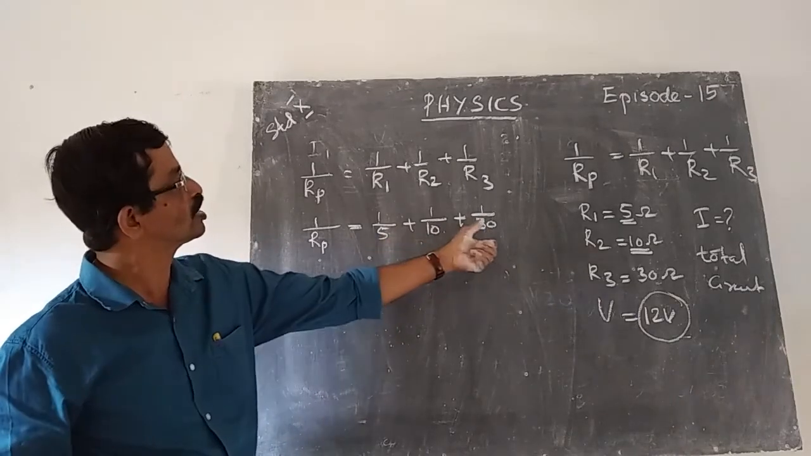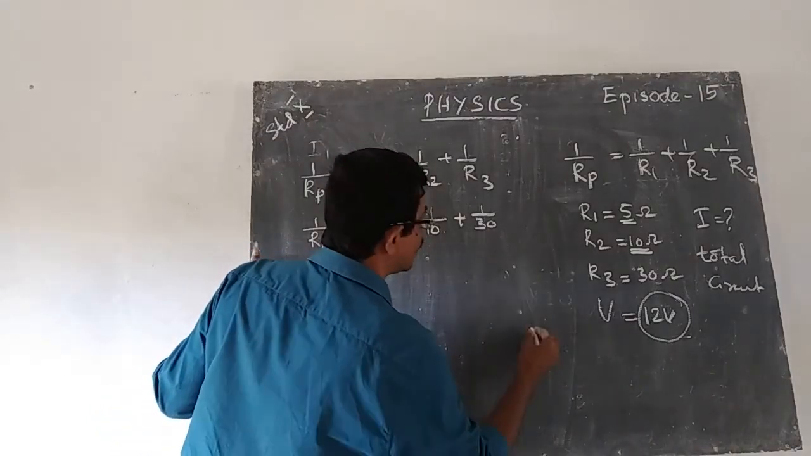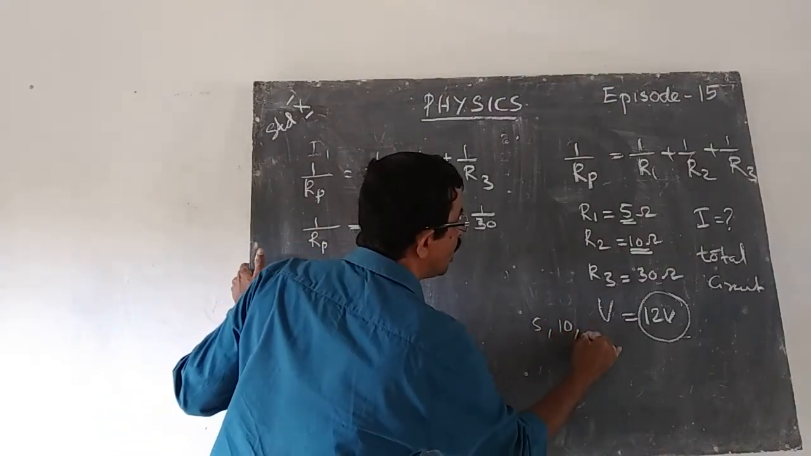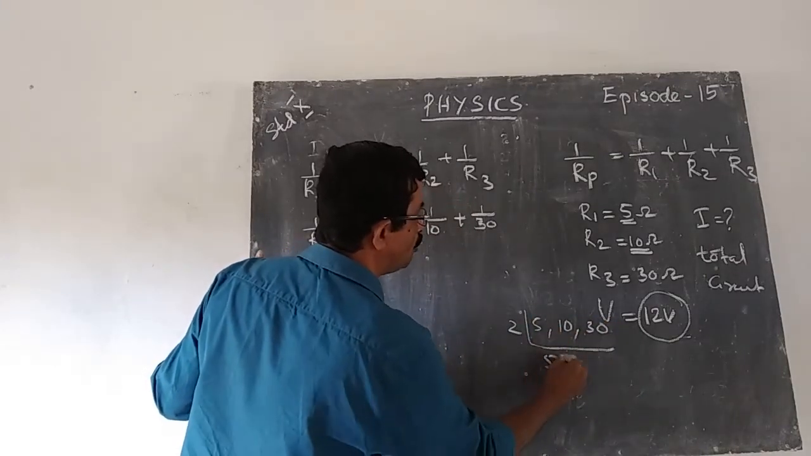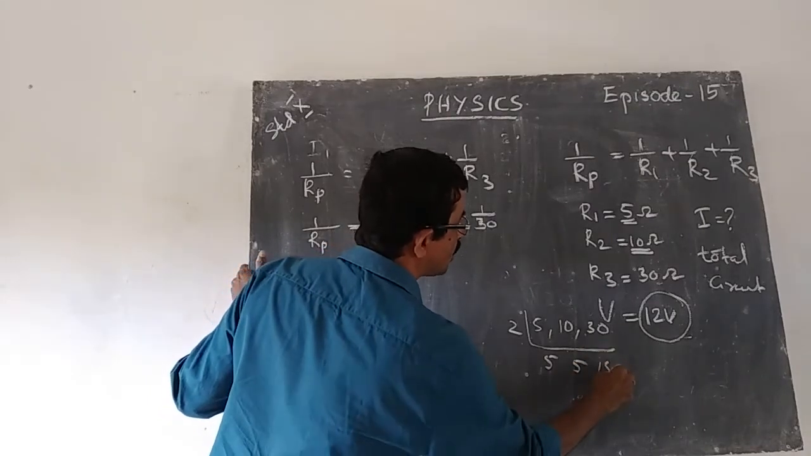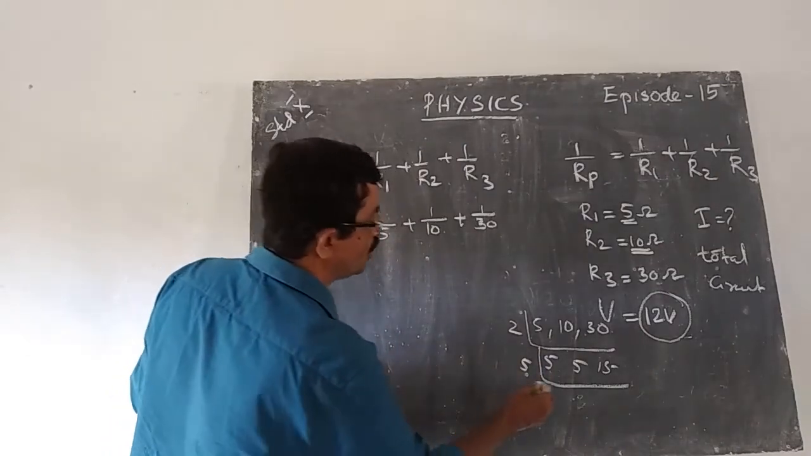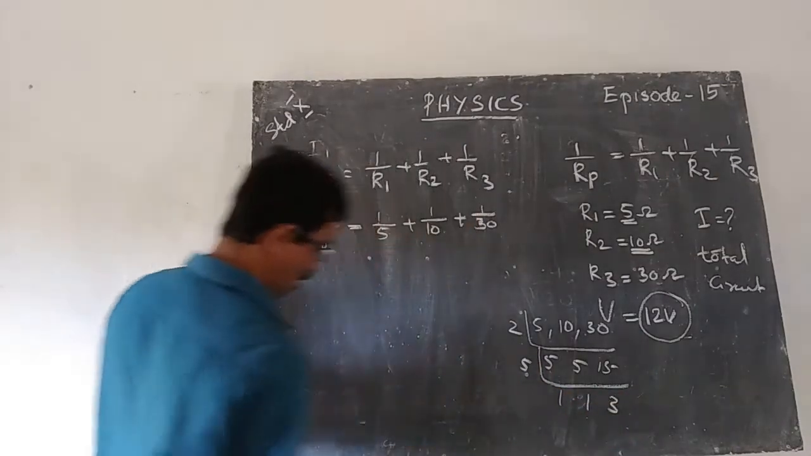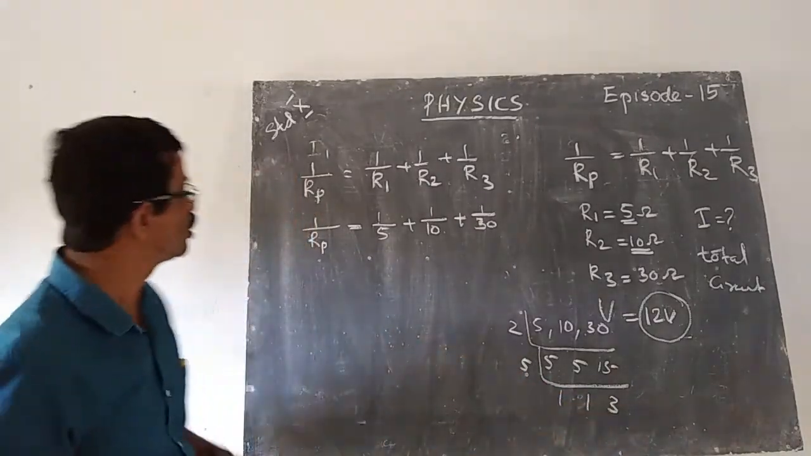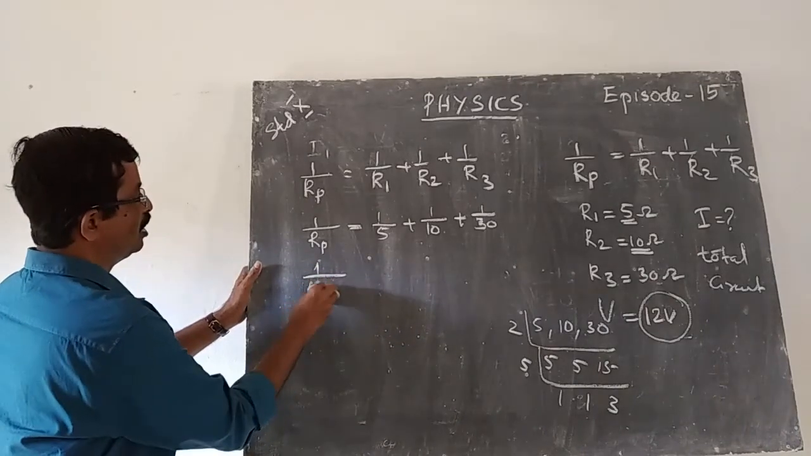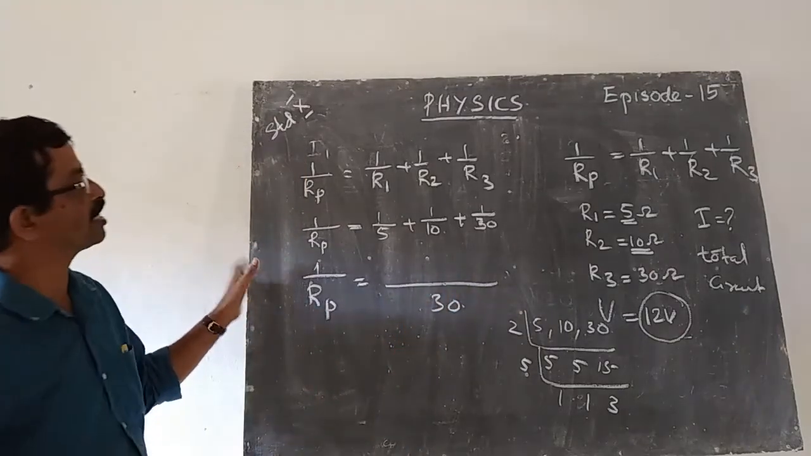So to make the denominators the same, we take the LCM of 5, 10 and 30. Dividing by 2, 5, 5, then again with 5, we get 1, 1, 3. Then 2 into 5 is 10, 10 times 3 is 30. So here we got 30 as the LCM of these three.